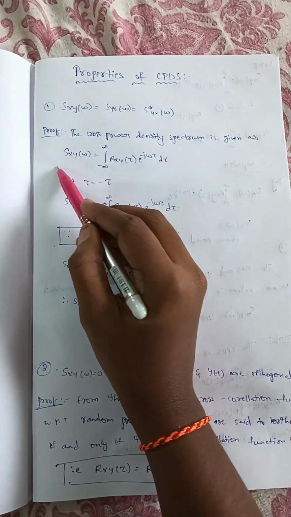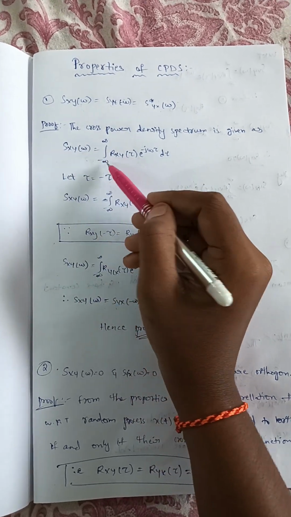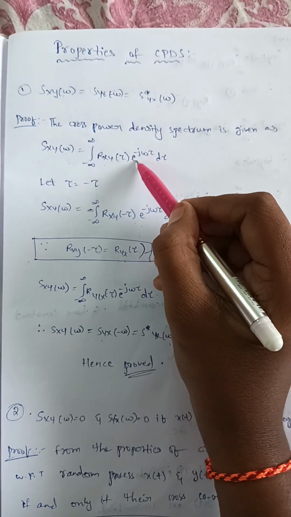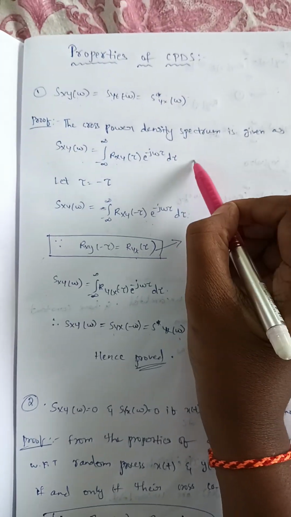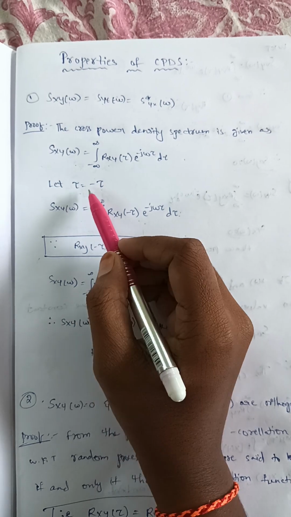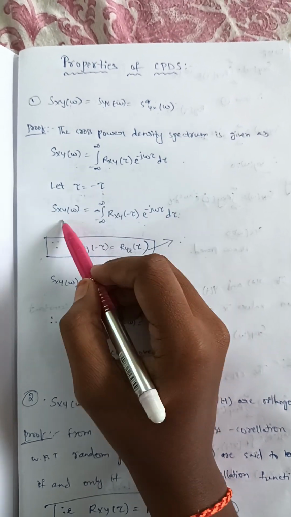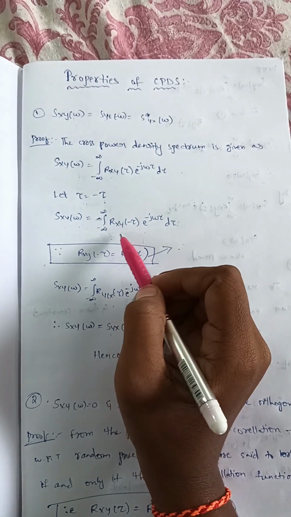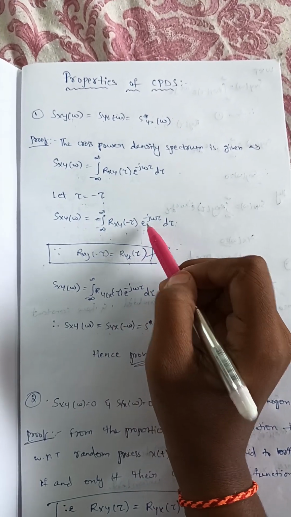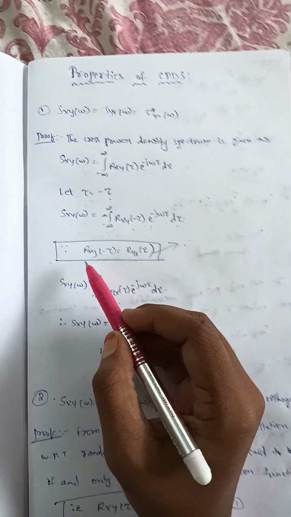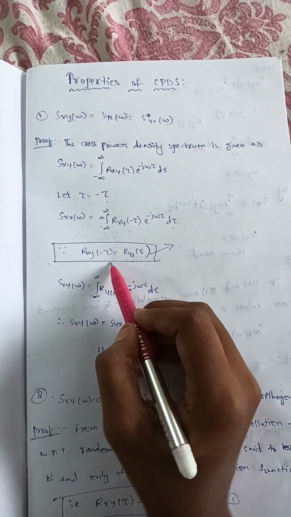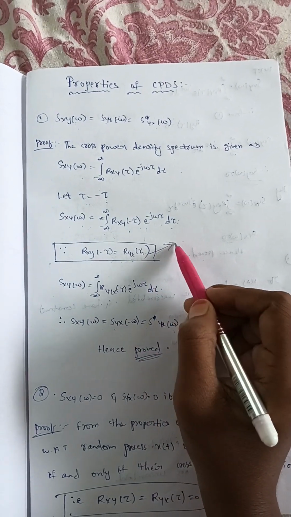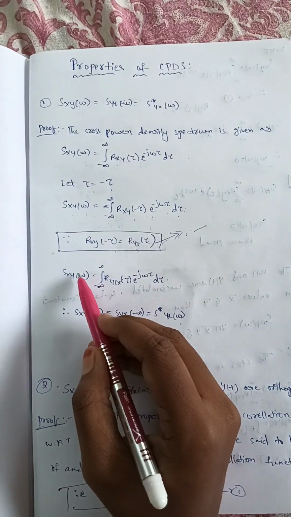This is the equation. Sxy(ω) equals the integral from −∞ to ∞ of Rxy(τ) e^(−jωτ) dτ. So let us consider τ equals −τ. Sxy(ω) equals the integral from −∞ to ∞ of Rxy(−τ) e^(−jωτ) dτ. Since Rxy(−τ) equals Ryx(τ), this is known as the symmetric property.